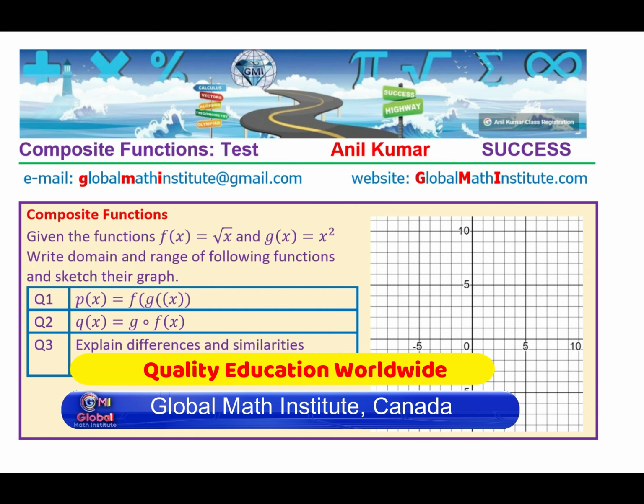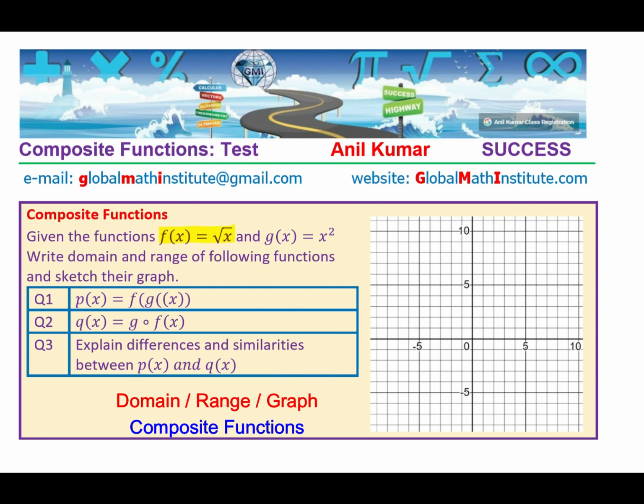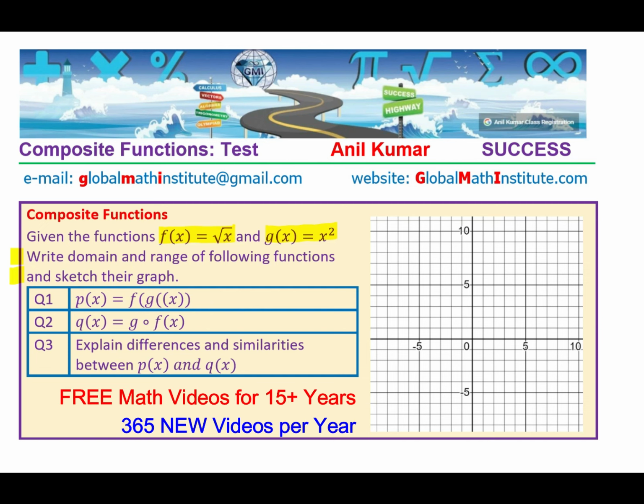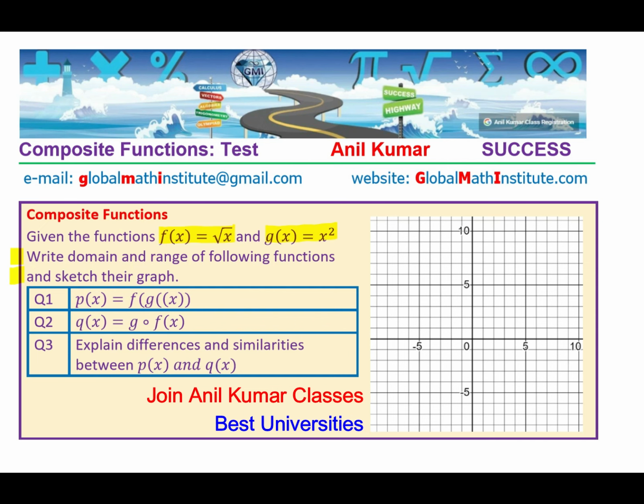We are given f of x equal to square root of x and g of x equal to x squared. You need to write down the domain and range of the following functions and sketch their graphs. First one is p of x, which is f of g of x. Q of x is g of f of x, right? And you will see that these two are not the same, they are different. Then explain the differences and similarities between p of x and q of x.